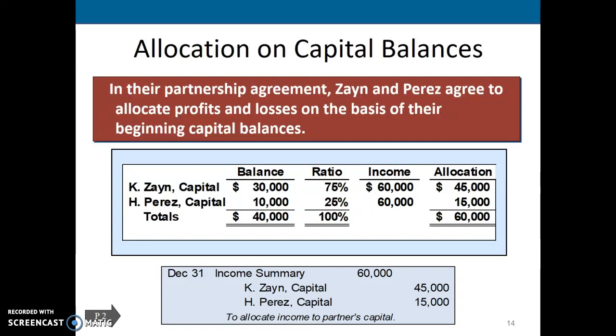If we look at that, we can see that we're allocating the full 60,000. We're basing it off those ratios that we set up for the capital balances, and our entry was still the same thing. We're still debiting income summary and crediting capital. So we're debiting income summary for the full net income amount, and we're crediting capital for the respective allocation percentages.